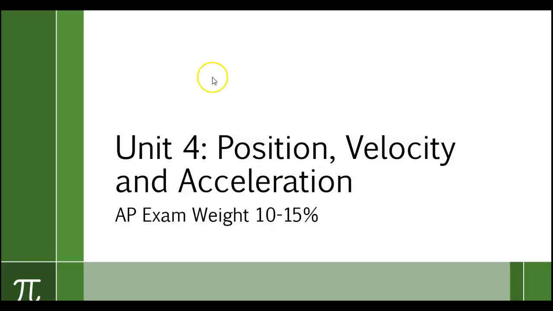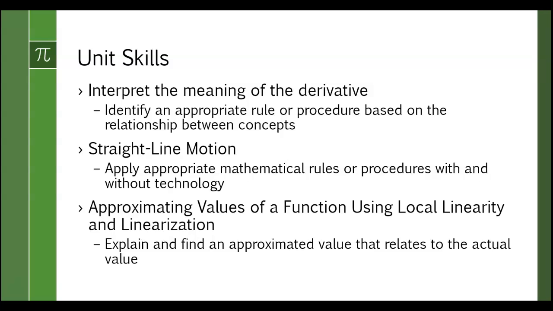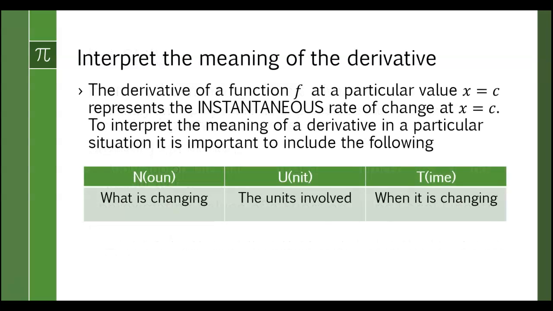This is typically where you have a free response with a rate in and a rate out, or you're going to have your find the velocity, find the acceleration. Is it speeding up? Is it slowing down? I feel like this is the unit where the questions are sneakily added. So the first part is going to be interpreting the meaning. Can we identify what the units are? The second part is straight line motion, and another part is tangent lines with linearization and linear approximation.